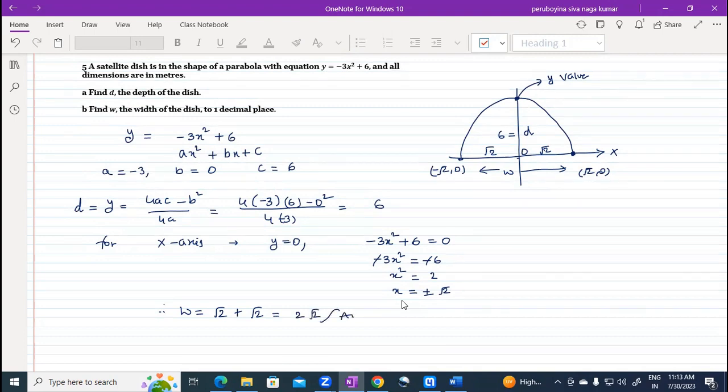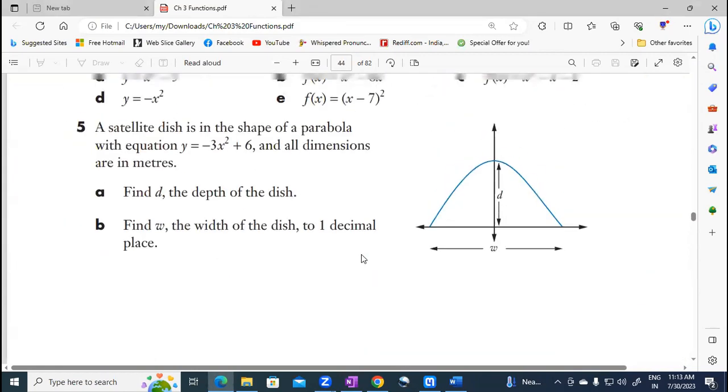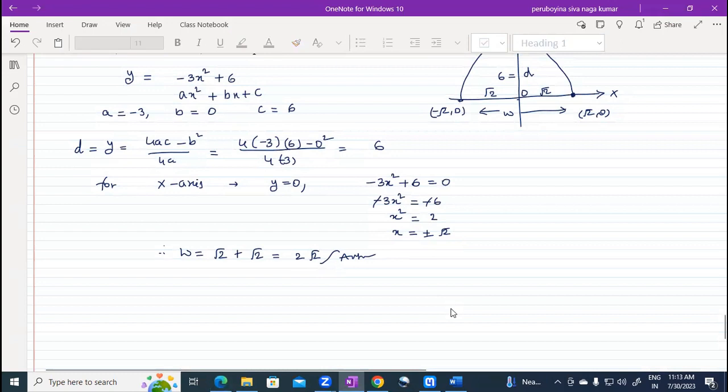You can check your answers. The answer is 2.8 meters. Okay, just give me 1 second, I will calculate this value. Can you tell me root 2 is how much? 1.414. Can you do the multiplication? 2.8. Yeah, I got it. Okay.